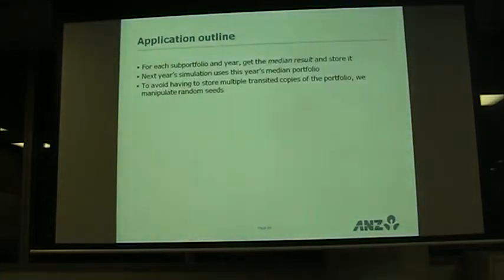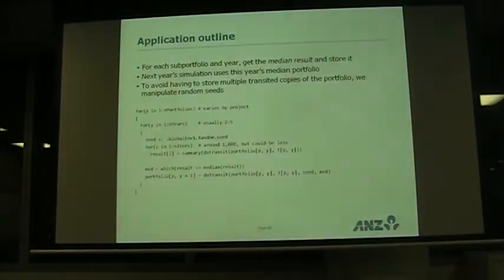To avoid having to store multiple copies of the portfolio, I'm going to manipulate random seeds. This is basically what it looks like as semi-pseudocode. For each portfolio, for each year, get the seed, do it, I think, 1,000 times, get which of those 1,000 times was the median, and just store that particular thing as the input for the next year. This means, for example, I don't have to store 1,000 portfolios and get the median of those.